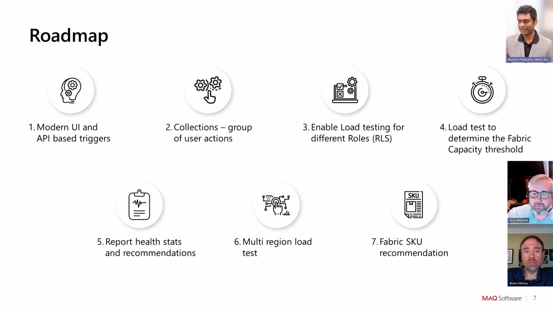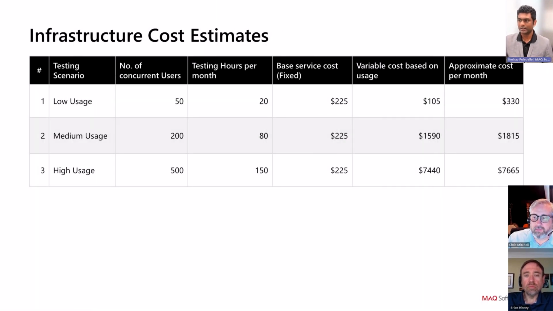Well, at least my leadership has guided us to release this on Marketplace at no cost from a licensing standpoint. So it will be free for everybody to download and run. But there is going to be an infrastructure cost to run this. So we've created some estimates. If you fall under the category of low usage, and I consider low as, let's say, 50 concurrent users, and you're running this test for 20 hours in a month, you may end up spending around $330. If you are an EA customer or have any kind of agreement, then add those discounts to this.